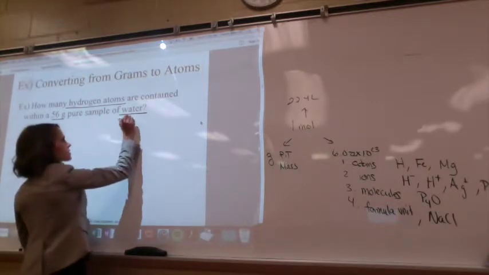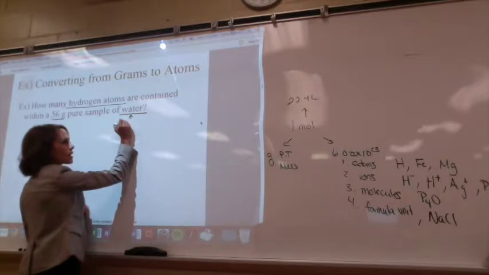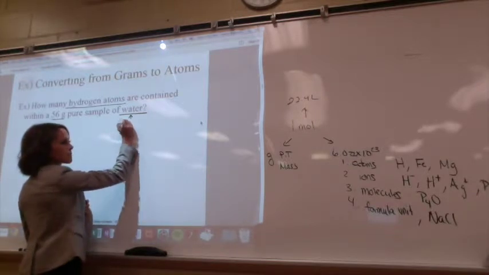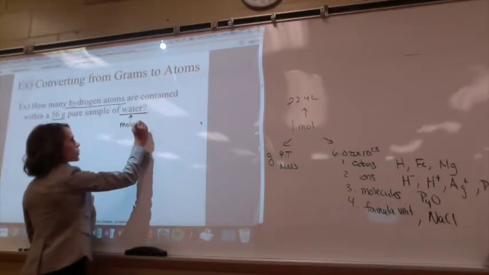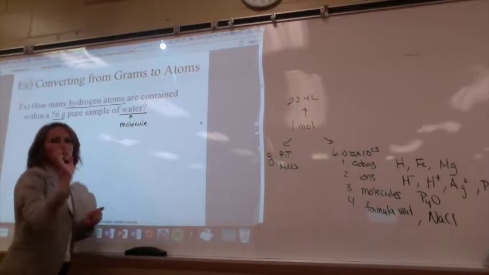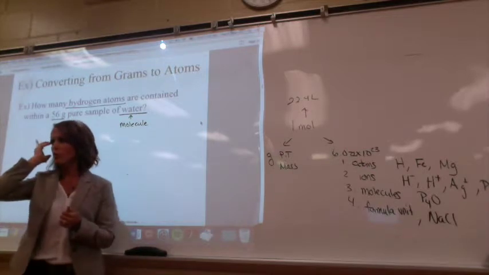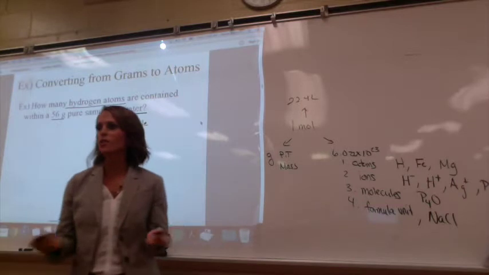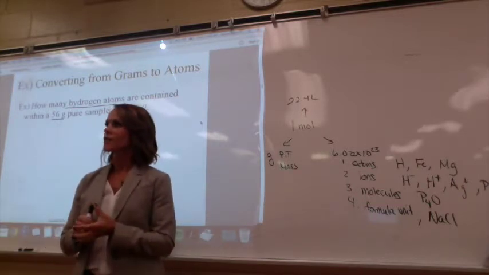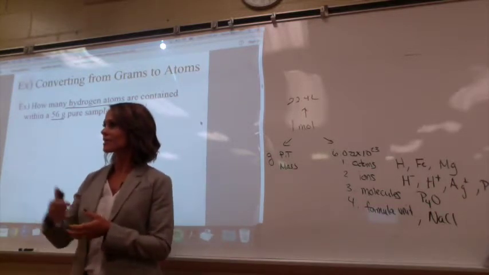What kind of particle is this, out of those 4 particles? It's a molecule, right? So when we go to solve, we're first solving for molecules, which we already did. It was 2 times 10 to the 24th, roughly. Now I'm just going to figure out how many hydrogen atoms there are. How many do you think there are? 2 of them, but what's the answer to this?